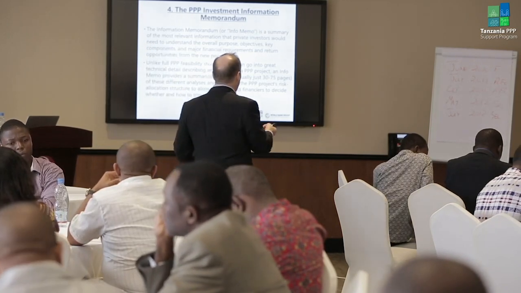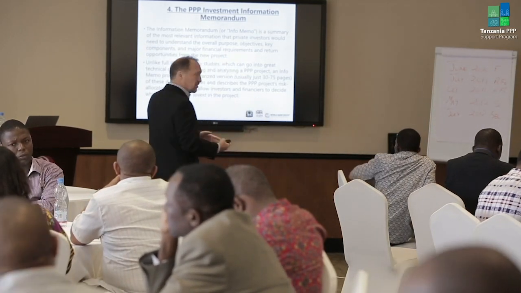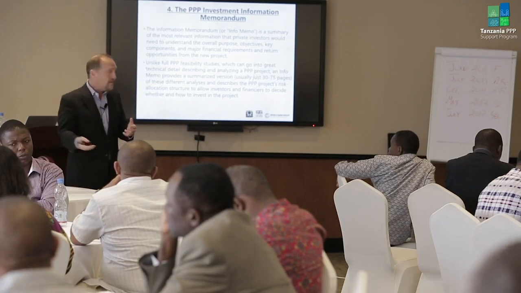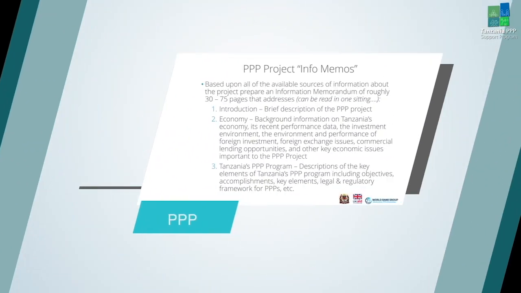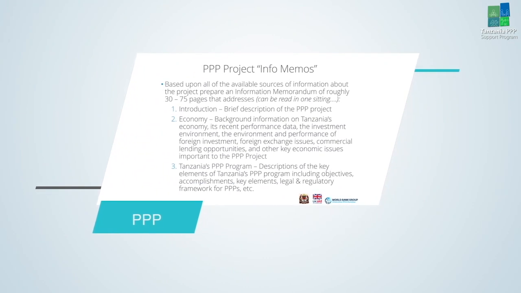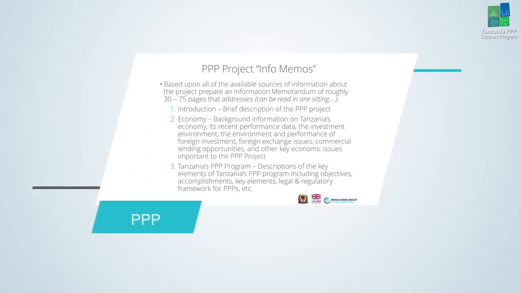So unlike full feasibility studies, which go into great technical detail, an information memorandum summarizes this in just 30 to 70 pages, meant to be read in about one sitting. Typically, you'd find that what it would have is an introduction, basically explaining in about 2 pages what is the project, what's the rationale for it.